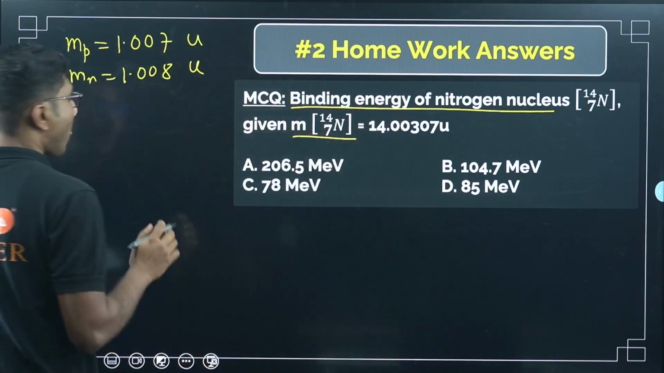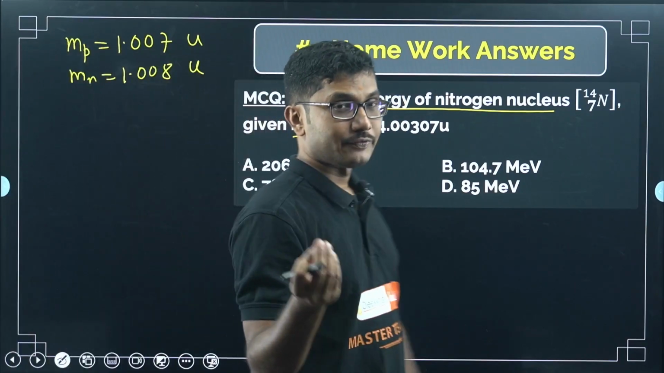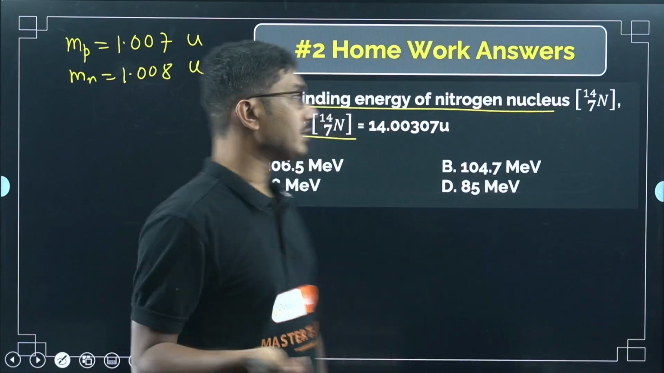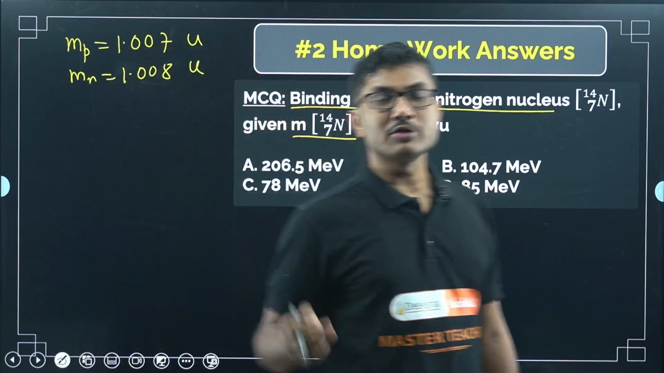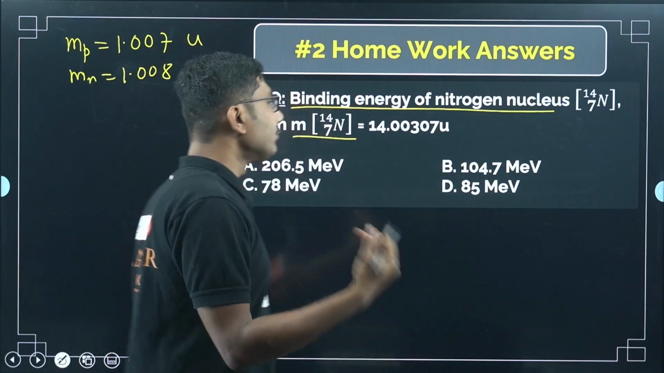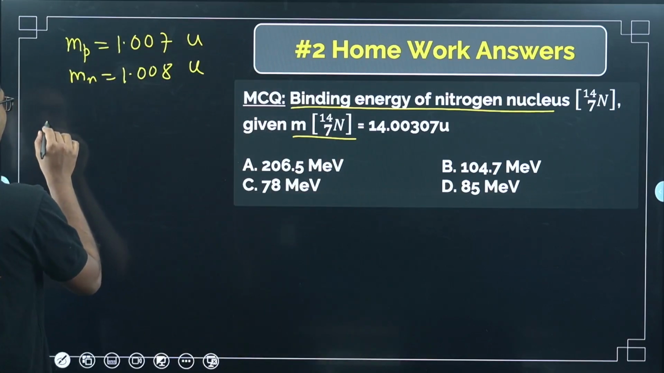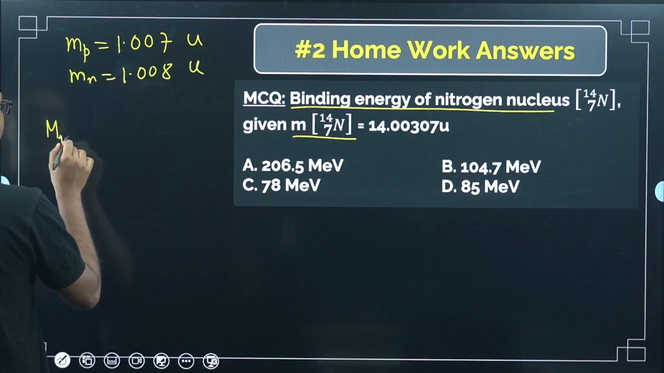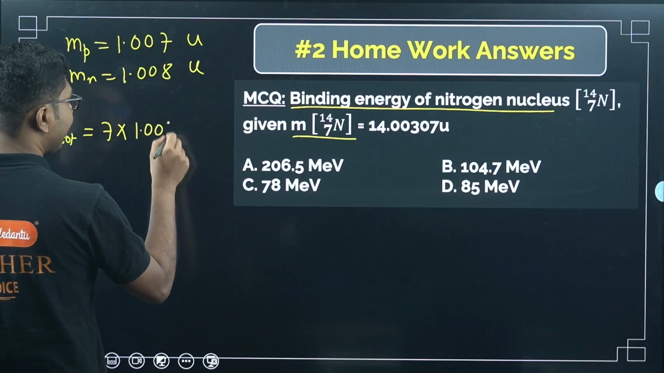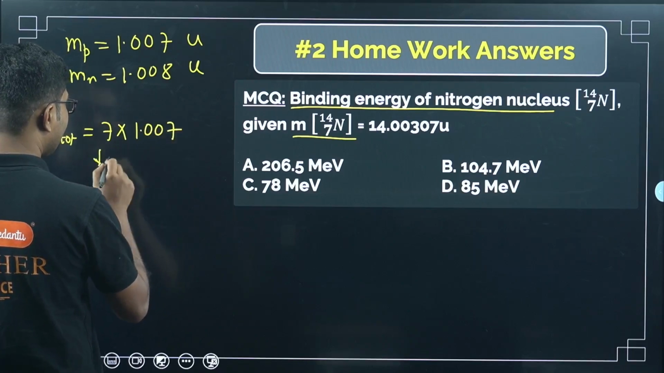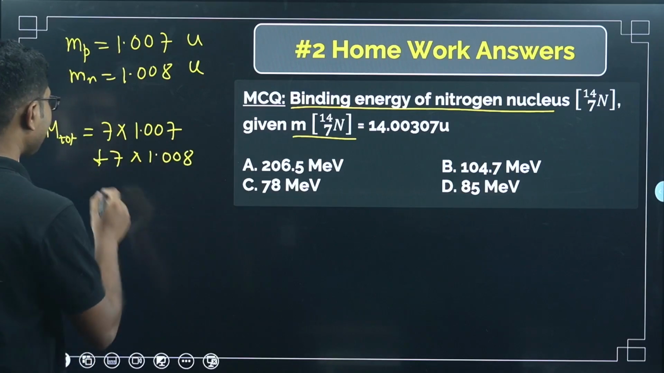Now what will be the mass of the constituents? First we have to find the mass of the constituents, which means how many protons and neutrons there are. So 7N14 means the protons should be 7, and the neutrons should be 14 minus 7, that is again 7. So the total mass of the constituents, let's say M total, will be 7 times 1.007 plus 7 times 1.008.